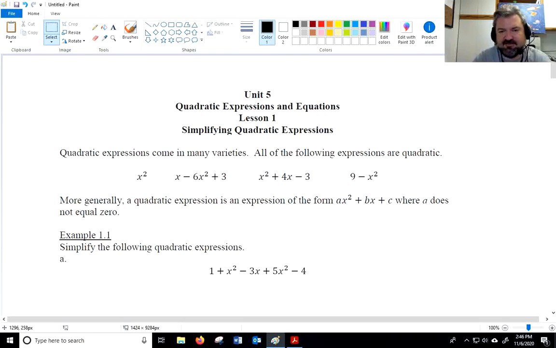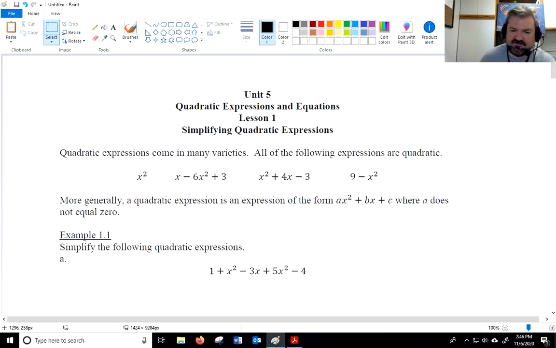Hello, welcome back to Unit 5, Quadratic Expressions and Equations. In this, our fifth unit in our Algebra 2 course, we're going to focus on the basic algebra involved with expressions that have an x squared in it. So in this lesson, we'll just look at simplifying quadratic expressions.